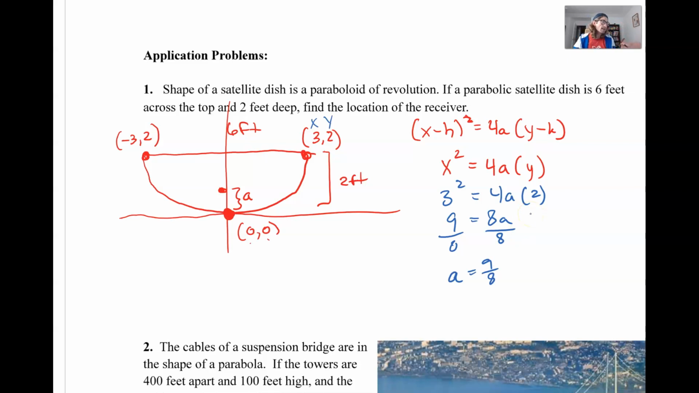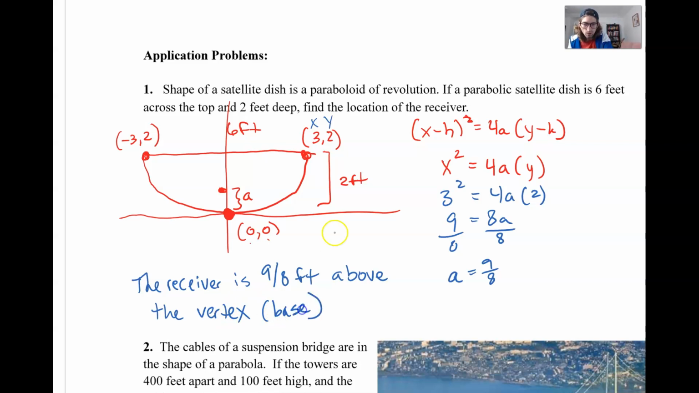So how do we write our answer for this? The receiver is 9/8 of a foot, we'll say above the vertex. You also might see me call this the base in other work. The base of the satellite dish. Wherever the base is, I guess even if it's tilted, 9/8 feet away, that's where you would put the receiver. So if we were thinking about it as coordinates on the coordinate plane, that'd be at 0, 9/8. That'd be where the focus is.